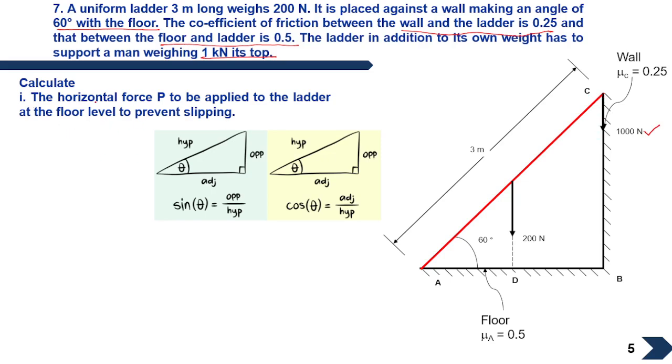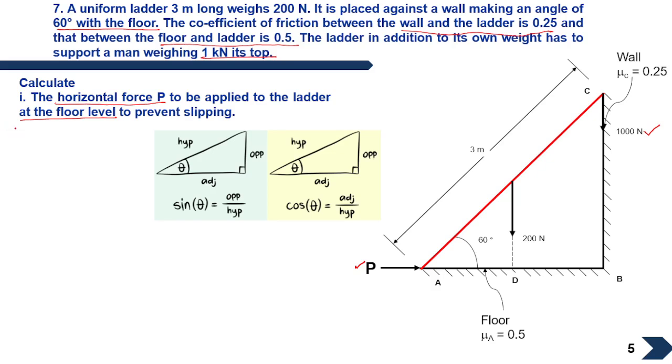What we need to find is the horizontal force P to be applied to the ladder at the floor level to prevent slipping. They have given this extra. You need to find this force P to prevent the slipping of the ladder. So let us start solving the sum by applying the first condition. What is the first condition? The first condition is to draw the free body diagram. So we'll draw the free body diagram of this ladder sum.